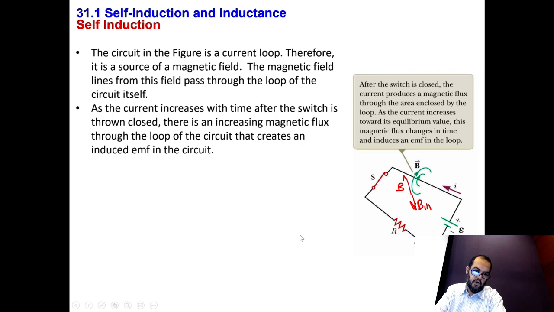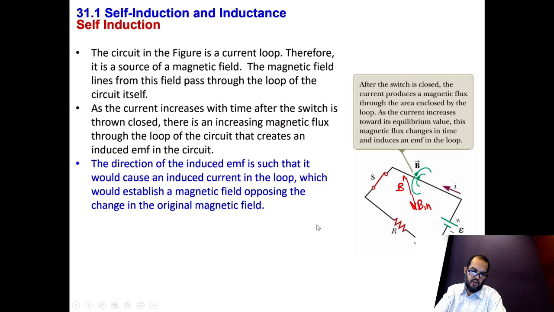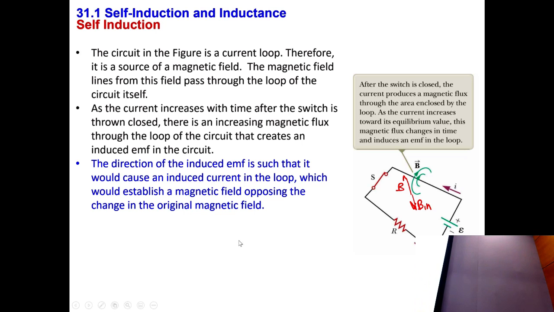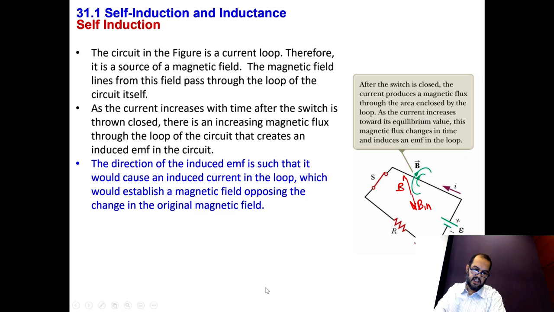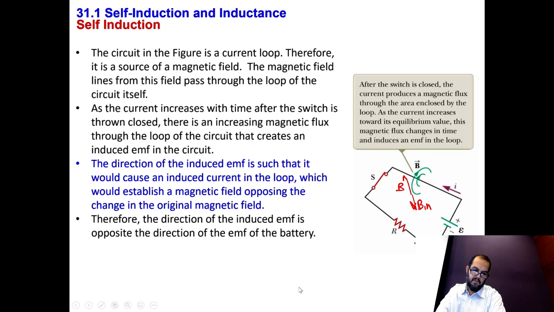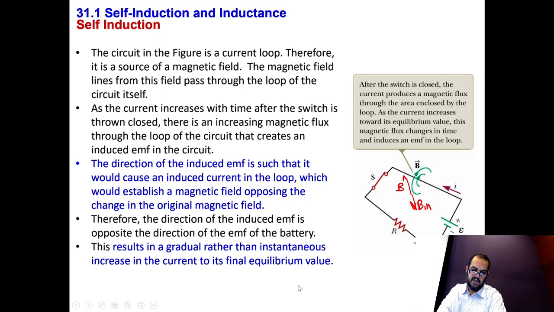Okay, and so the current increases with time after the switch is closed. There is an increase of magnetic flux through the loop of the circuit that creates an induced EMF in the circuit, and the direction of the induced EMF is given by Lenz's law, such that it would cause an induced current in the loop, which would establish a magnetic field opposing the change in the original magnetic field, as we have illustrated here. So this is now increasing, so it will generate a magnetic field in the opposite direction. Okay, so the direction of the induced EMF is opposite to the existing EMF, which is the battery in this case, and this results in a gradual rather than instantaneous increase in the current.